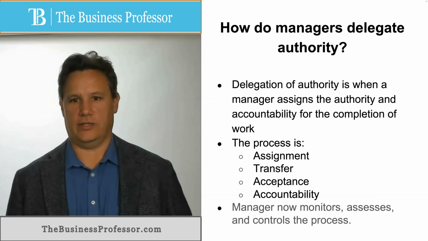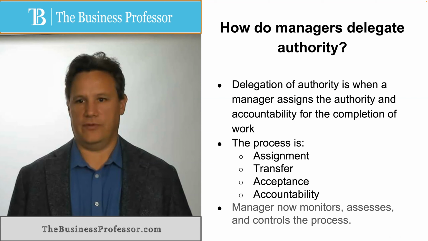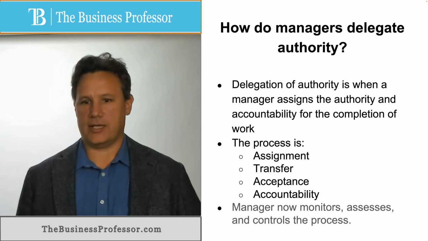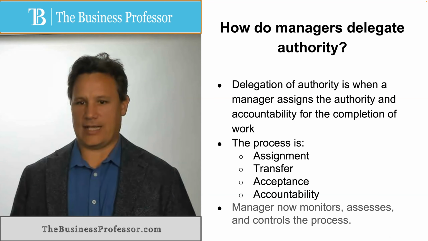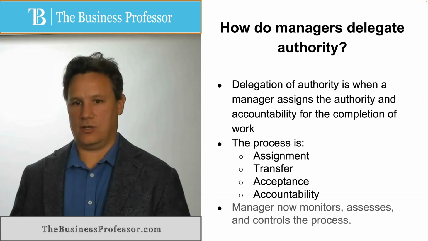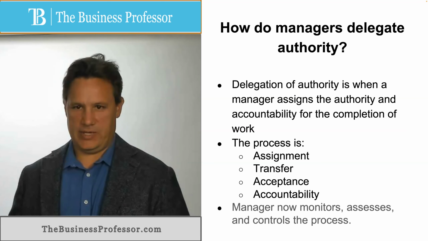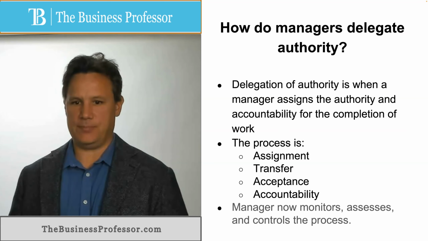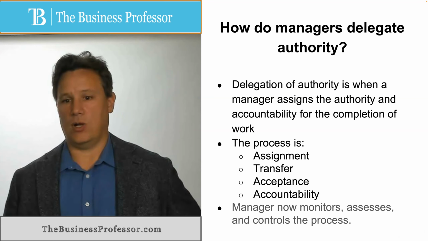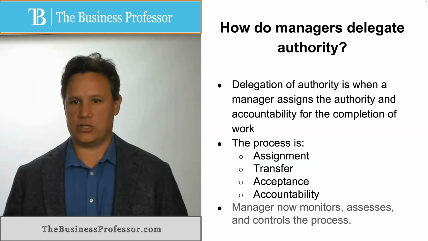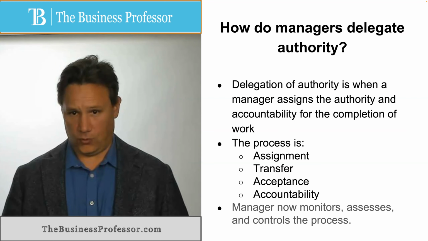All right, so how do managers delegate authority? Delegation of authority is when a manager assigns the authority and the accountability for the completion of work to one of their subordinates. With this process, it starts off with an assignment being made and then the transfer of authority and accountability. The person who has been delegated to then has to accept the assignment as well as accept accountability.